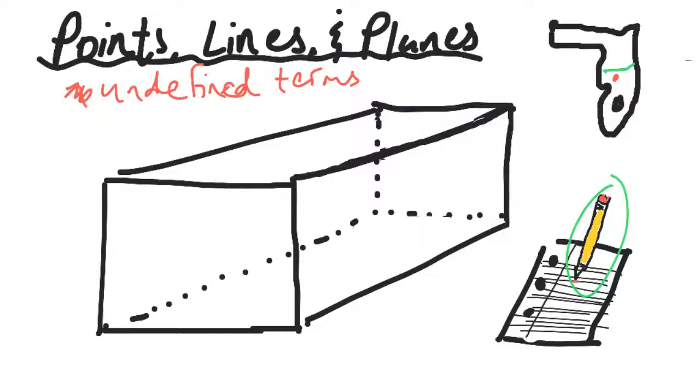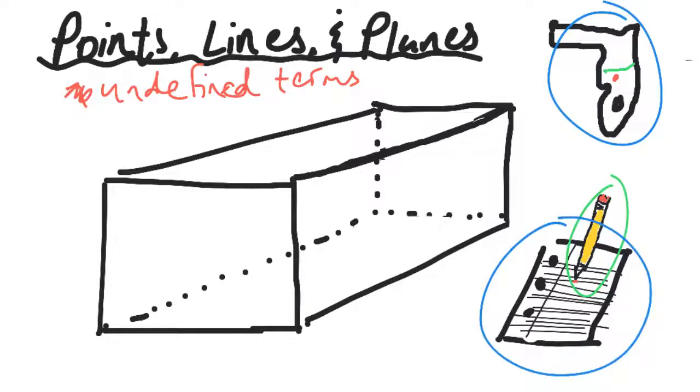A plane is a flat surface that extends forever in 2 dimensions. So maybe Florida, because it's flat, is a good example of a plane. This sheet of paper would be a really good example of a plane because it's flat. The desk that you were writing on, the iPad that I'm writing on, is a good example of a plane because it's that flat surface.